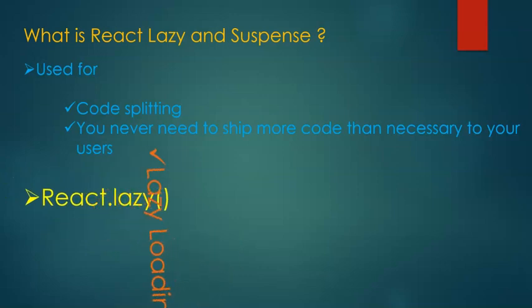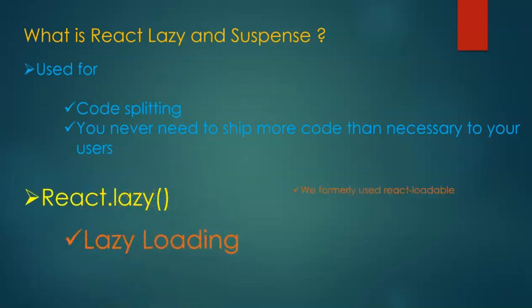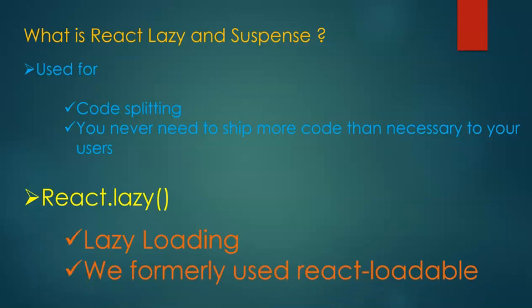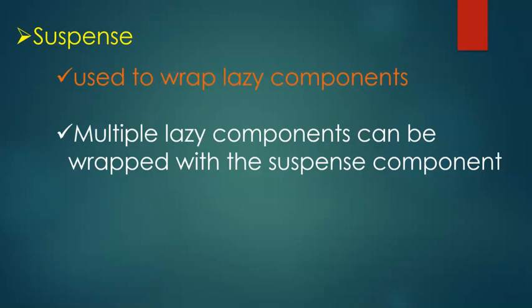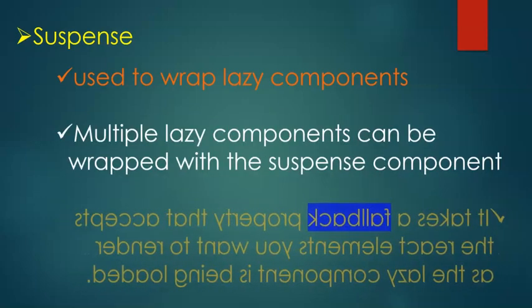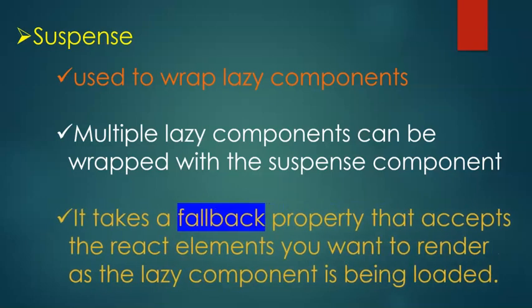On top of React Lazy, as I said, it is lazy loading, and we formerly used React Loadable. Now it is completely a new feature which is already integrated with the React library. In terms of Suspense, it's basically used to wrap the lazy components, and also we can wrap multiple lazy components in the Suspense. It takes a fallback property so that if one of the components is suspended or not loaded, it will go back to the fallback property. Basically, it's a loading property.